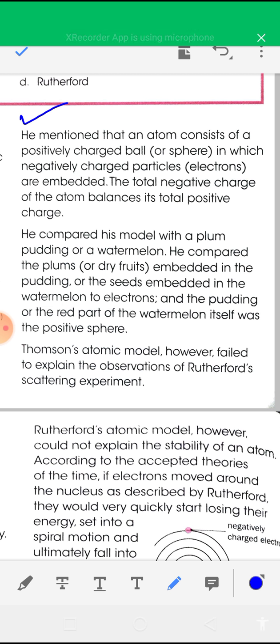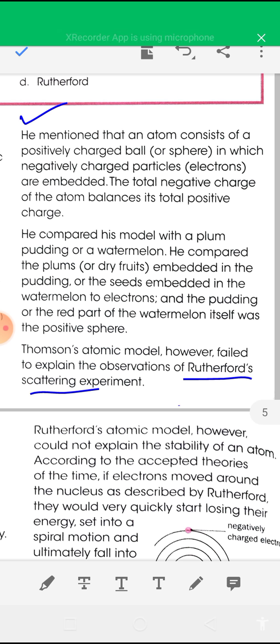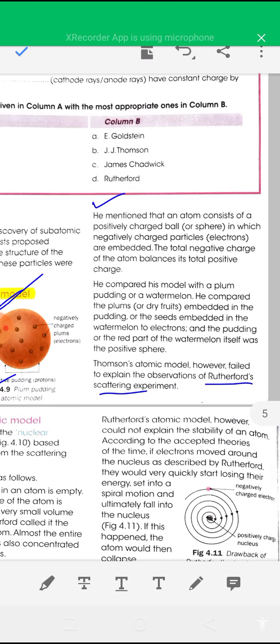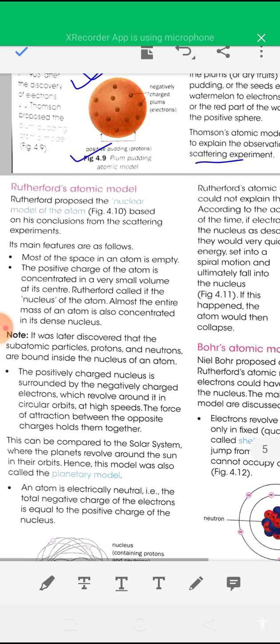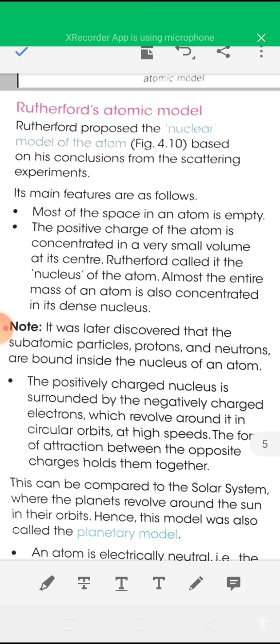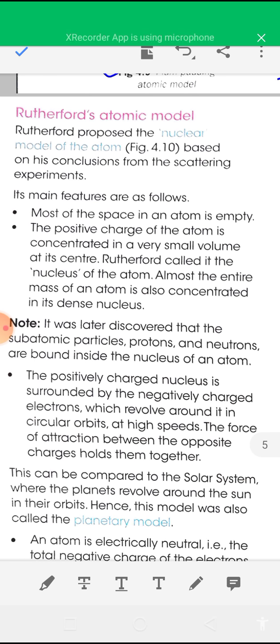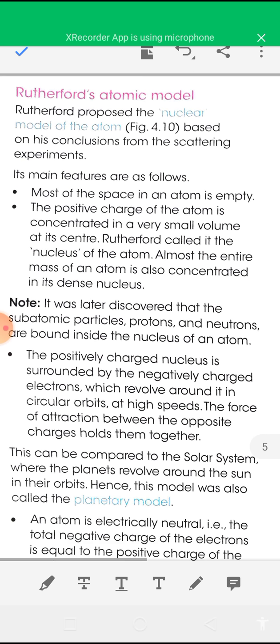But J.J. Thomson's atomic model, however, failed to explain the observation of Rutherford's alpha particle experiment. That's why the J.J. Thomson watermelon model or plum pudding model was not accepted.